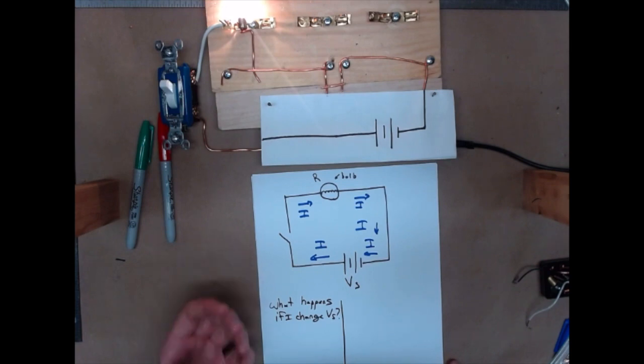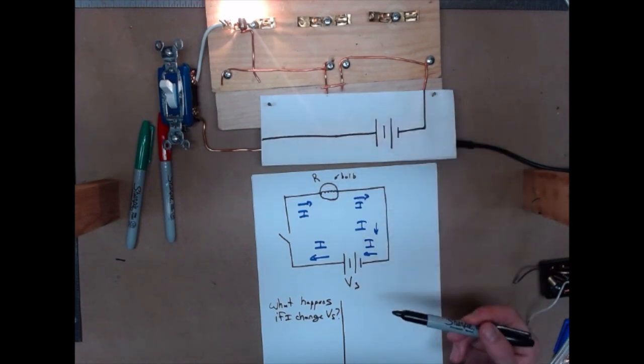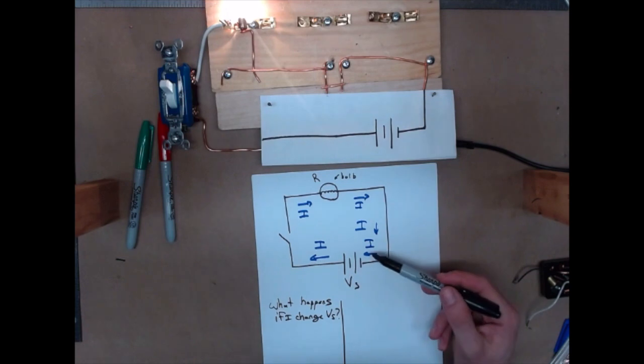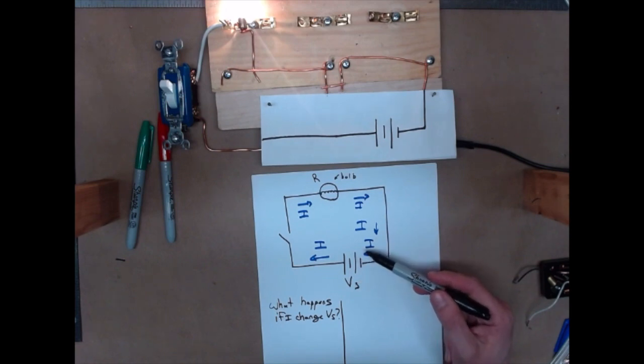The resistance of the bulb is a physical property of the bulb itself. So that is something that's going to be unchanged for this demonstration. But what I can change is the current. So ultimately we're going to ask, how does changing the potential difference affect the current of the circuit?